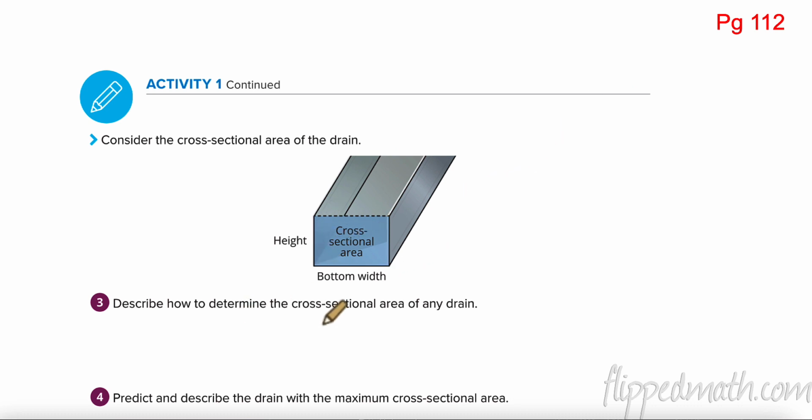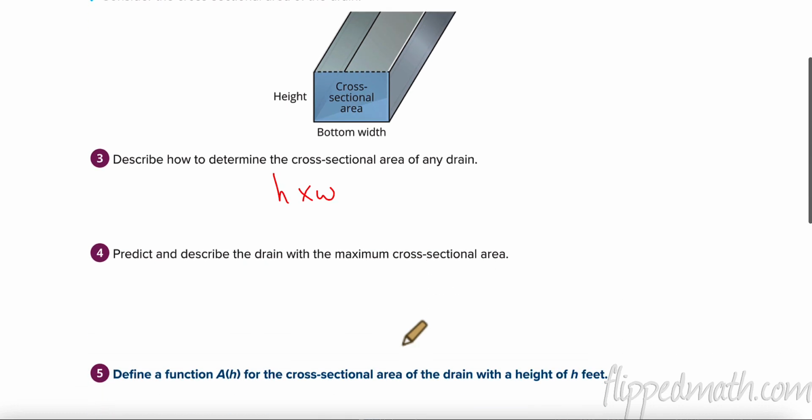How am I going to find the area of that? We're just going to multiply those together, right? So it's going to be height times width. Let's keep going. It says predict and describe the drain with a maximum cross section. So is it going to be short but wide? Is it going to be tall but skinny? You know, what do you think they would be? Take a second, pause the video, and describe how you think this cross section will look for the maximum area.